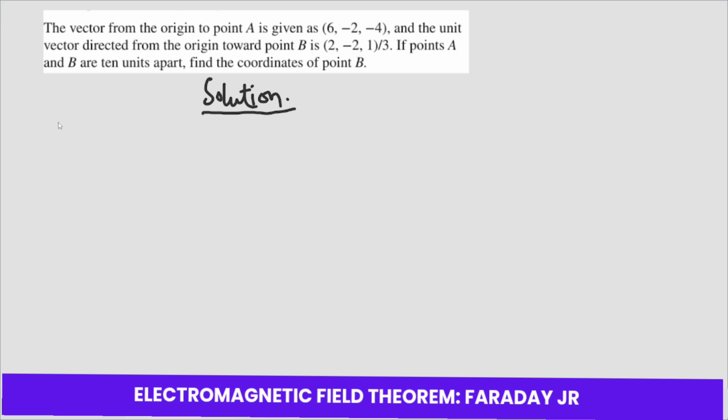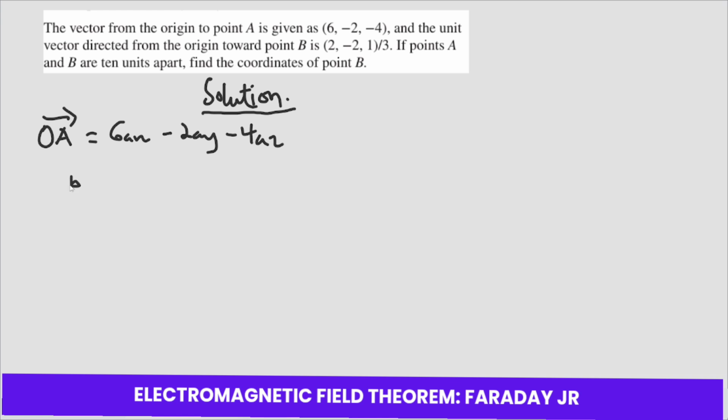Okay, so first of all, we know that the vector from the origin to A is 6ax minus 2ay minus 4az. And mind you, this time we weren't given the coordinates of B. We're given the unit vector of B. And how do we even find a unit vector?